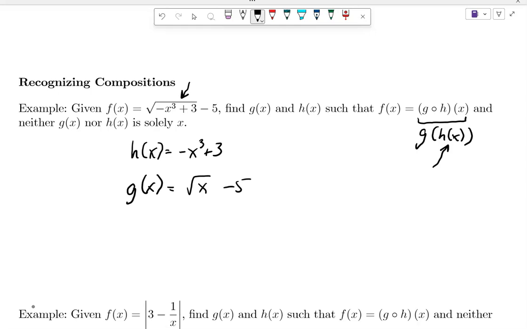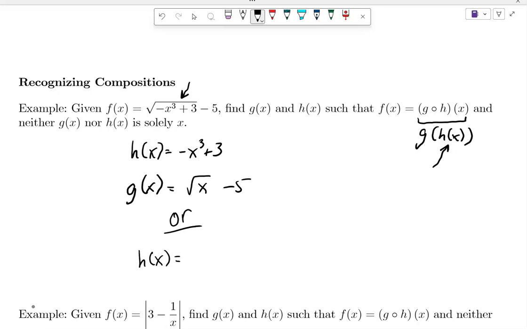Because notice if we do the composition, if you do g of h of x, where does this negative x cubed plus 3 go into? Goes into the x, right? We end up exactly where we started. Now again, this is not the only way to do this. Do you see another way you could do it? This is not a unique way to do it. Do you see another thing I could have used for an inside function? There are lots of different possibilities.